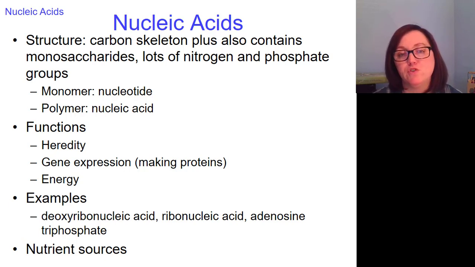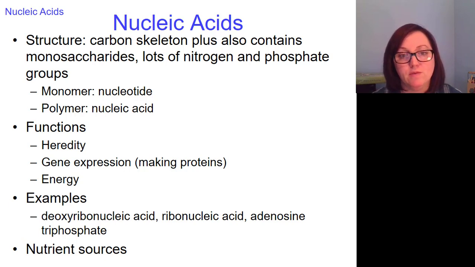We'll talk more about the structure of nucleic acids in a little bit. I did want to mention that like the other biological molecules, we have a monomer and a polymer here. So the single unit, the monomer of a nucleic acid, is called the nucleotide. And the polymer is actually the same as the group name, it's nucleic acid. Nucleic acids have many different functions in the human body.